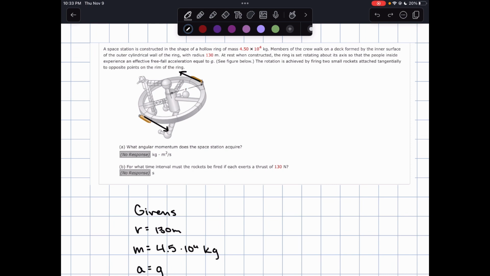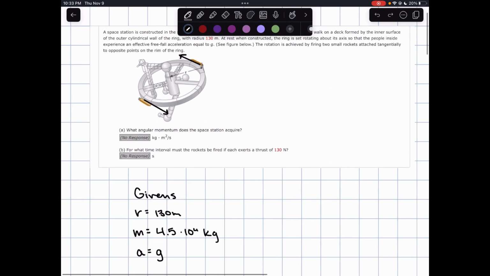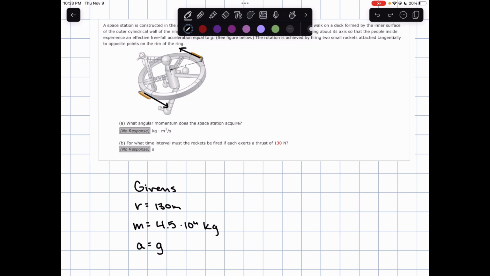So, first in this problem, what we can do is use the given picture and draw a little torque diagram for ourselves. We know that the force from the rockets are going to be tangential to the circle. Now these will both be useful later for our later calculations. Next, we can look at our givens. We know the radius of the cylindrical outer wall. We know the mass of the station, and we know that a is equal to g because free fall acceleration is equal to g. So, where are we going to start with this?